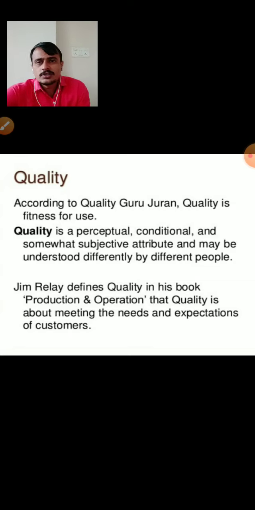First of all, what is quality? It is a meeting of needs and expectations of customers, as defined by Joseph Juran in his book Production and Operations. It is a perpetual condition and somewhat subjective attribute, and may be understood differently by different people.